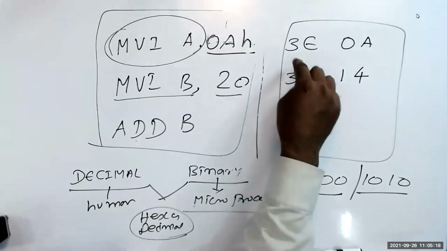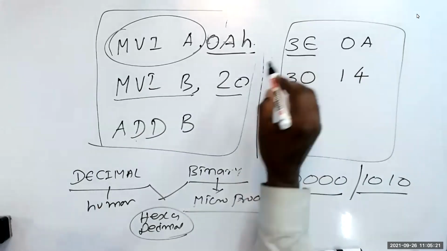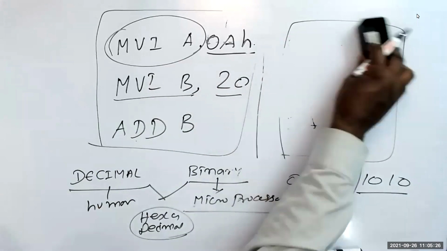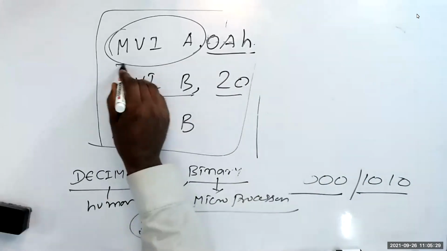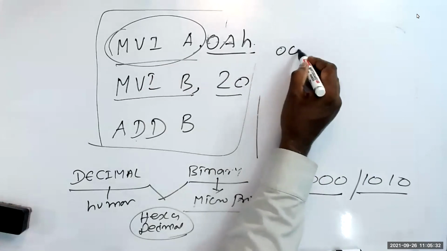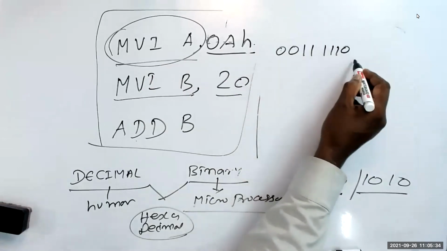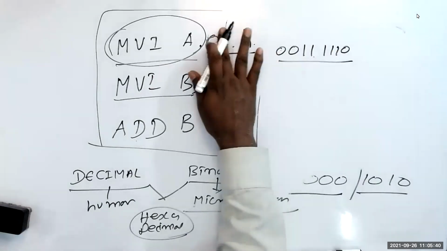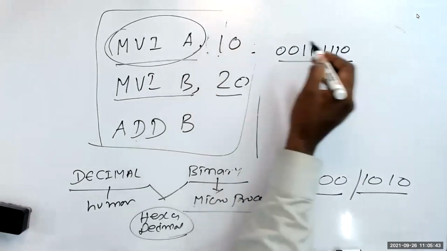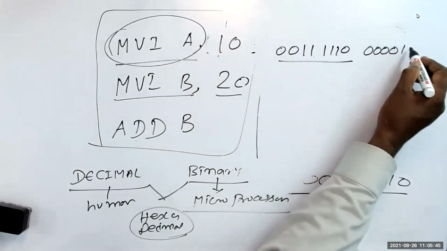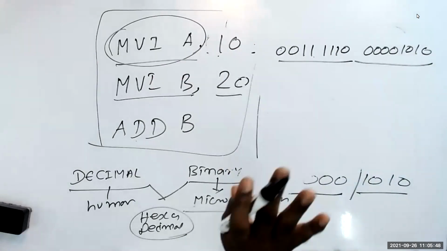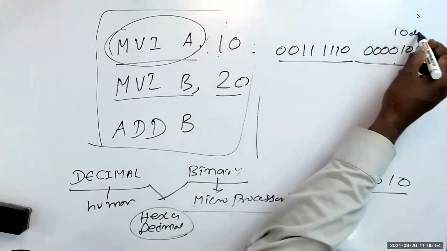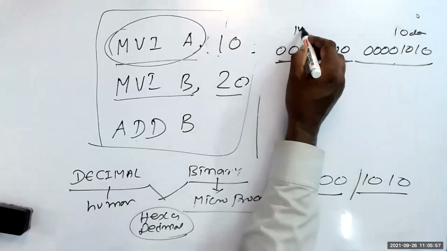What is stored in the memory is this: 3E is converted to 0, 0, 1, 1, 1, 1, 1, 0. This is the actual instruction. Please understand. And you have written 10 decimal. That has to be converted to 0, 0, 0, 0, 1, 0, 1, 0. This is 10 decimal, and the other is the instruction for move immediate A.